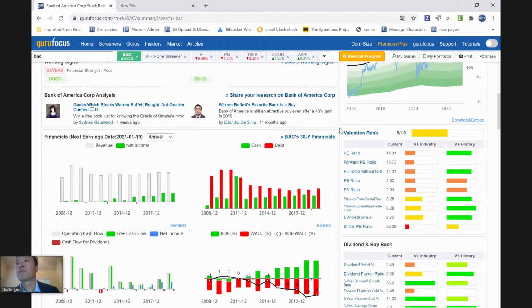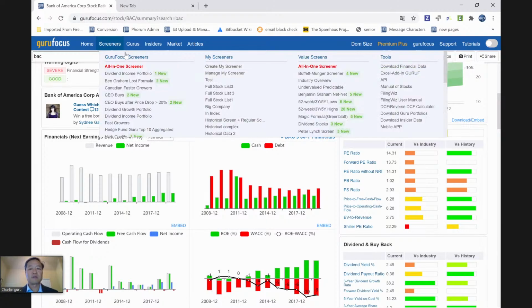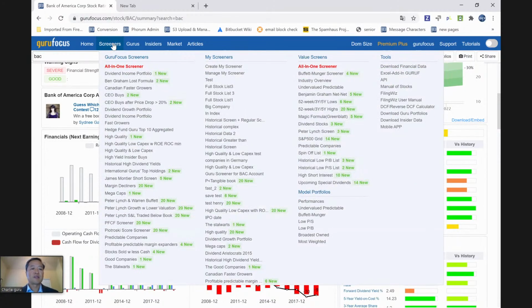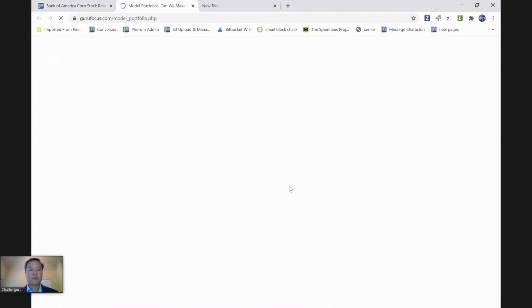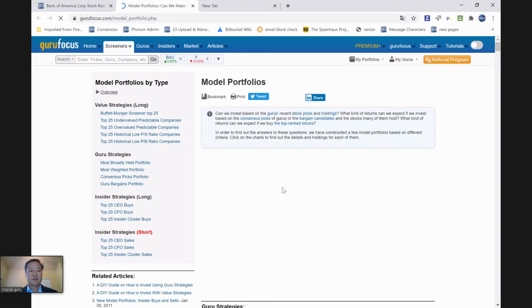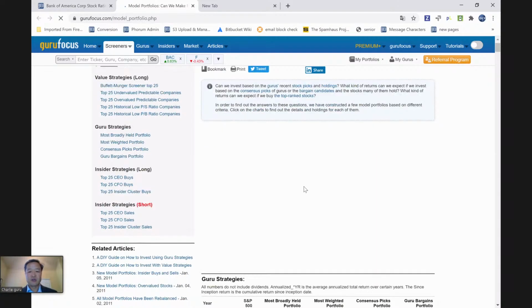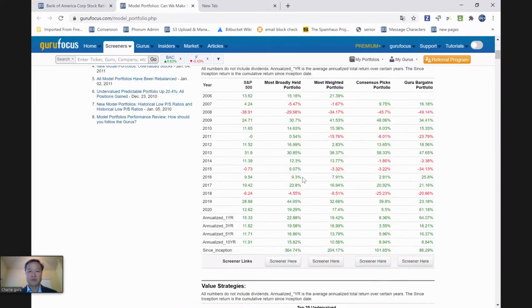weighted average capital. Okay, Ben is asking, do we have historical model portfolio? We do have lots of model portfolios. Actually, it's under the screener tab here, and here it says model portfolios and historical performances, and it shows you the historical performance of these different model portfolios.